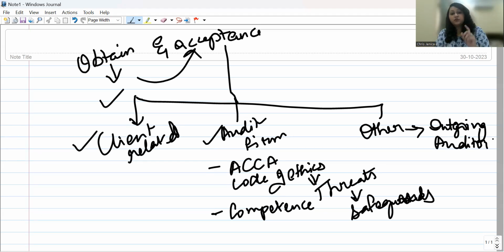This is not relevant if you're going to take up a new audit engagement. It's going to be a new client firm. They have just started up their business and you're going to audit. They have not been audited so far. So then this is not relevant.